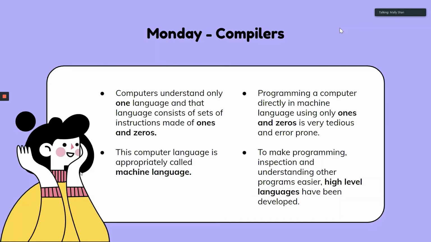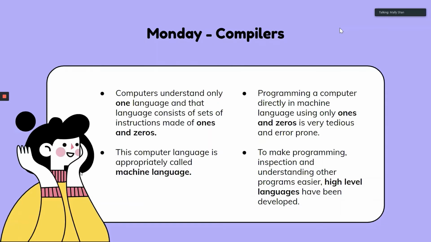Computers understand only one language, and that language consists of zeros and ones. If you have heard about binaries before, if you know that computers can only read things in zeros and ones, that's just binary language. Your computer doesn't understand anything else but those series of zeros and ones, and that series is called machine language.